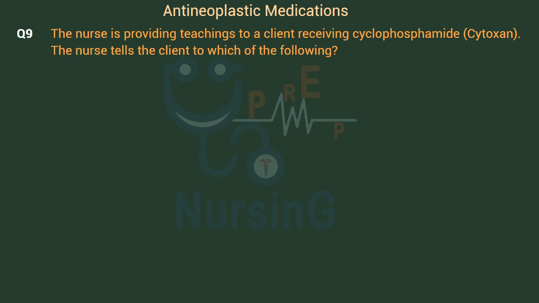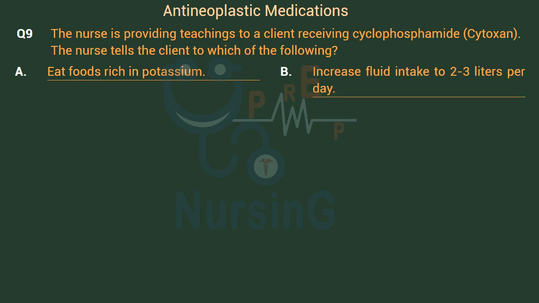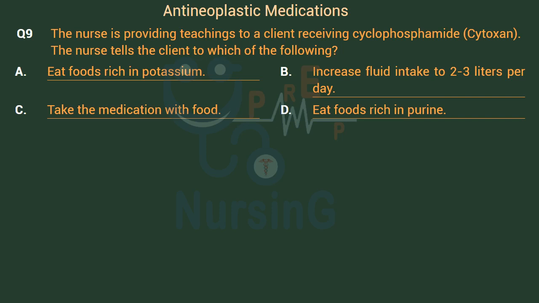The nurse is providing teaching to a client receiving cyclophosphamide, Cytoxan. The nurse tells the client to do which of the following? Option A. Eat foods rich in potassium. Option B. Increase fluid intake to 2 to 3 liters per day. Option C. Take the medication with food. Option D. Eat foods rich in purine. Right answer is Option B. Increase fluid intake to 2 to 3 liters per day.